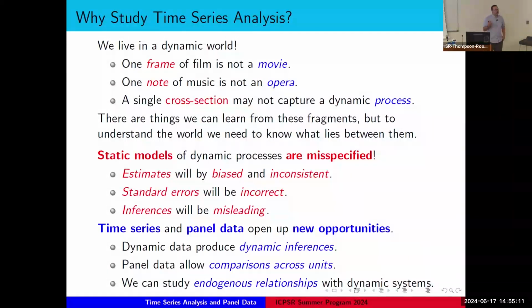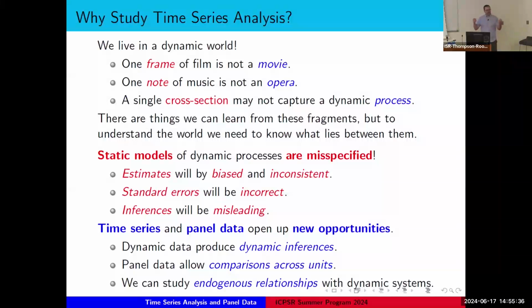So why would you take this course? Well, do any of you study things that vary over time? Then this is an important course, okay? You would not look at a single piece of film and say that you understood the movie. You would not listen to a single note and say that you understood the opera. Why would you take a single cross-section of some dynamic phenomenon and think that you could understand the entirety of that data generating process, right?